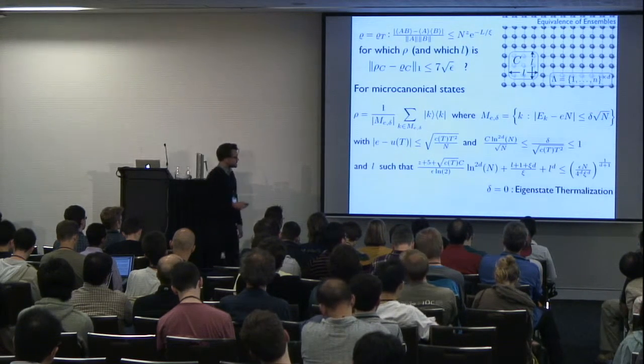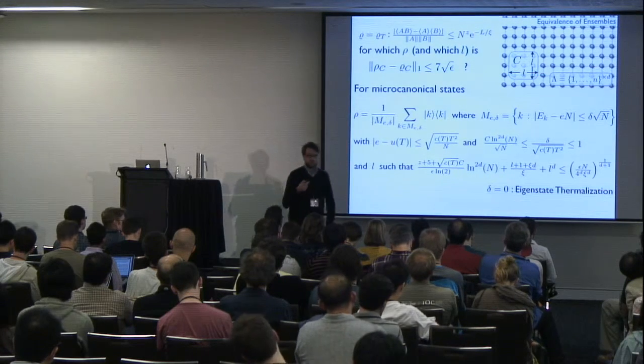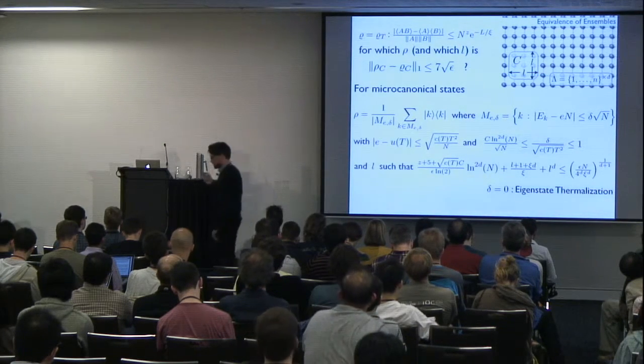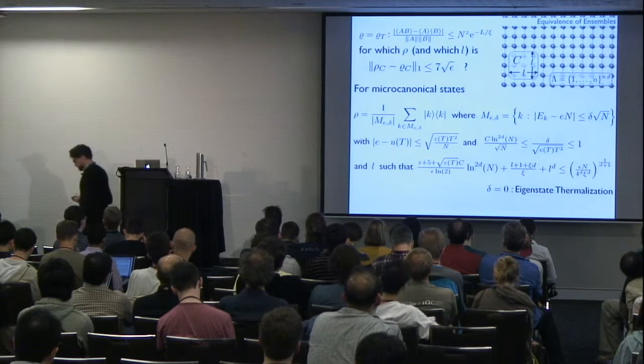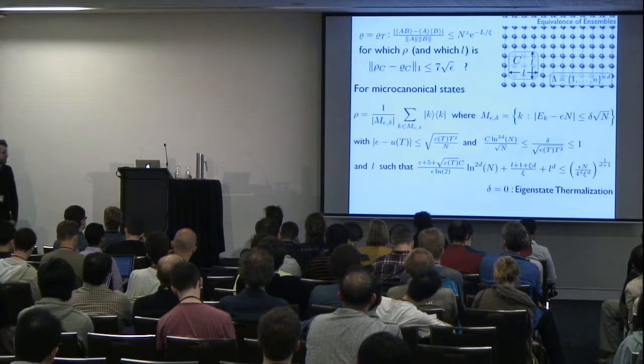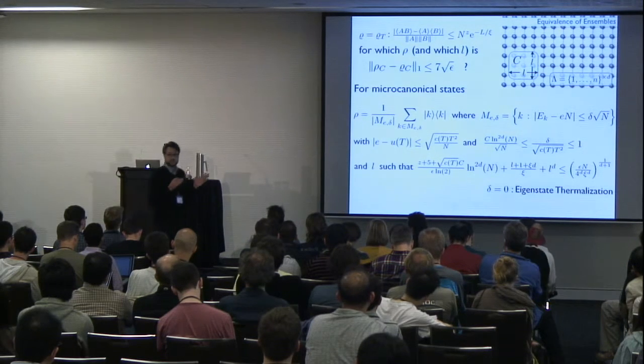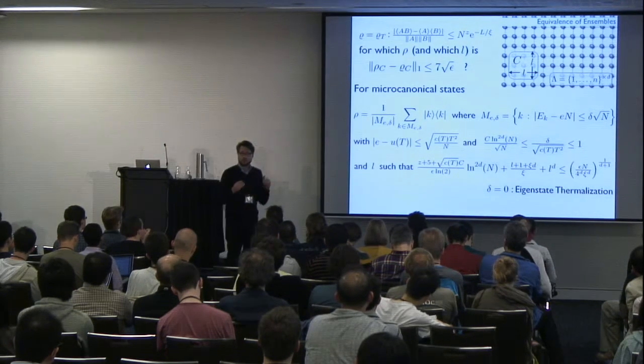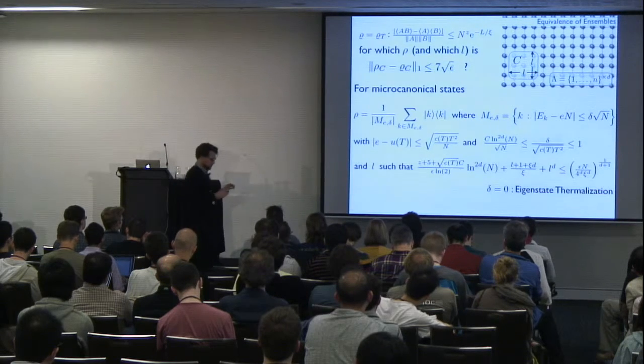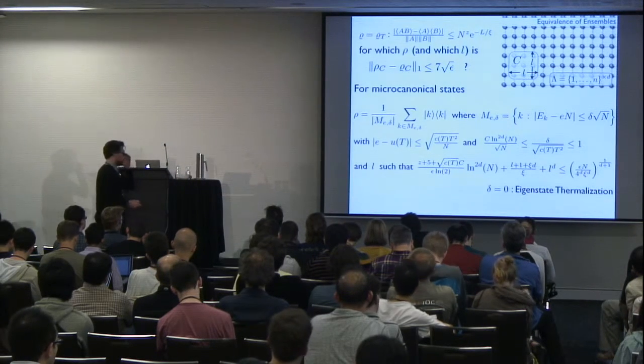Okay. A nice thing would be if one were able to show that this actually holds for arbitrarily small delta, because then you would have something that's called eigenstate thermalization, which means that in fact every eigenstate of the Hamiltonian already looks thermal locally. Okay, well, we don't have that quite, but well.